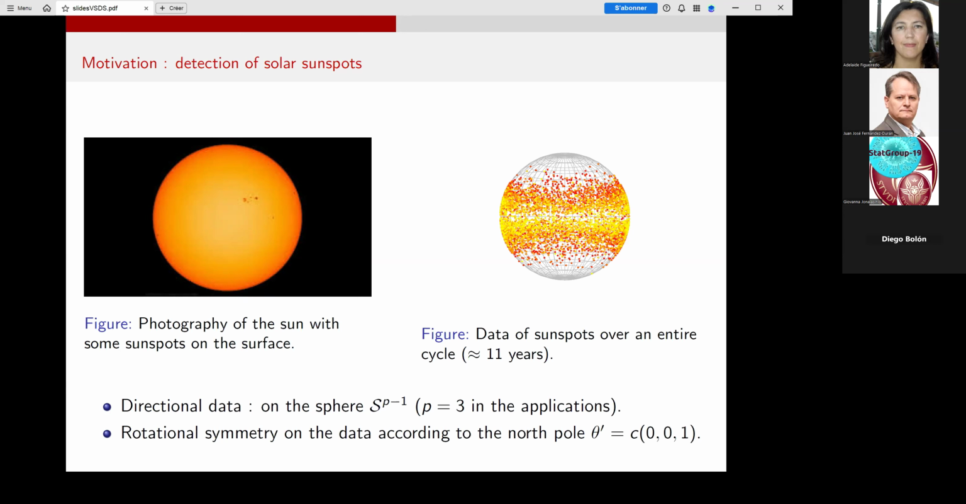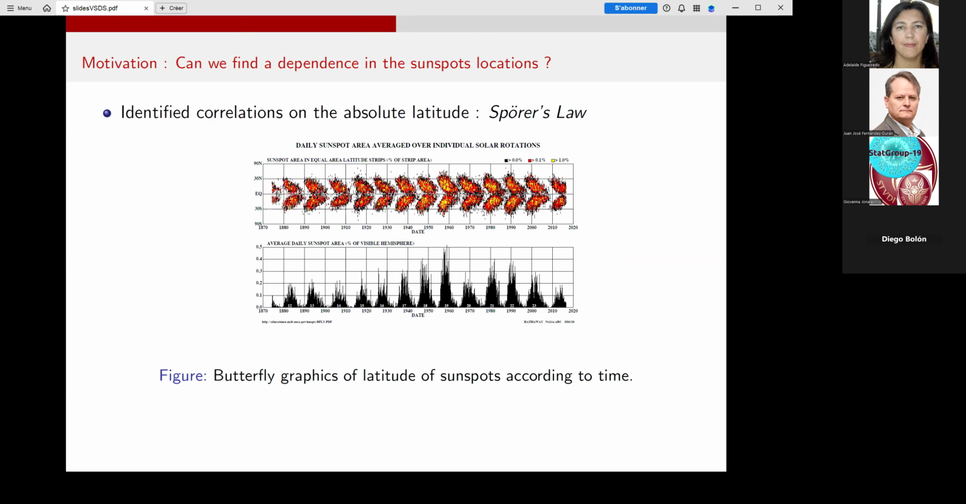Actually, there is some bibliography on this, and we will start with the Spörer law. The Spörer law is a description of the location of sunspots, but we study with it the absolute latitude of the sunspots. With this, we can see that there is a correlation in the absolute latitude. Here you have the butterfly diagram, and you can see across the different cycles that in the dataset we have a lot of cycles. We will talk about it a little later.